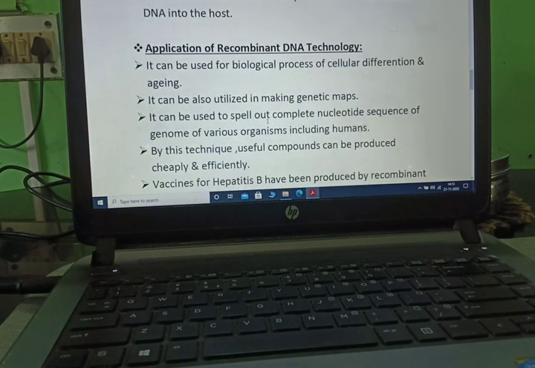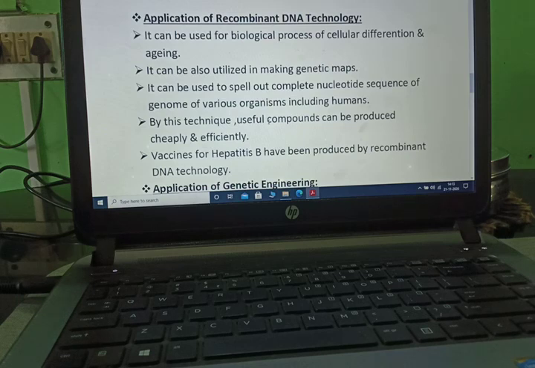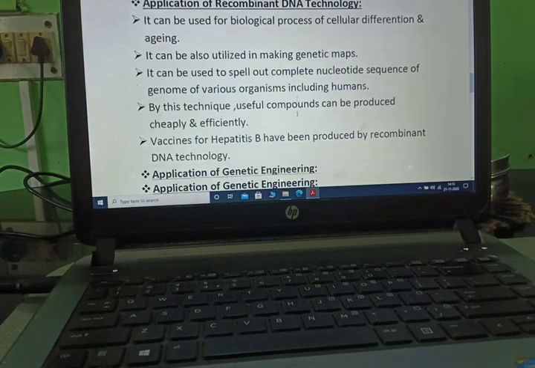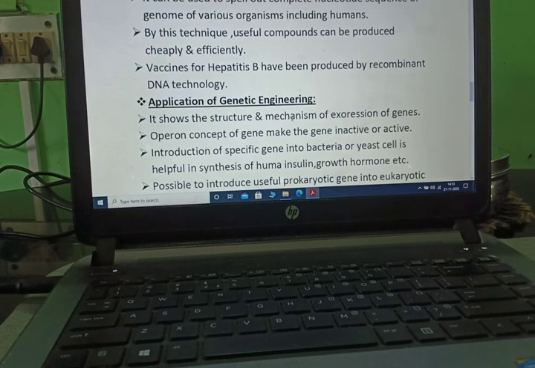Now we are starting application of recombinant DNA technology. It can be used for biological processes of cellular differentiation and aging. It can also be utilized in making genetic maps. It can be used to spell out the complete nucleotide sequence of the genome of various organisms including human. By this technique, useful compounds can be produced cheaply and efficiently. Vaccines for hepatitis B have been produced by recombinant DNA technology.